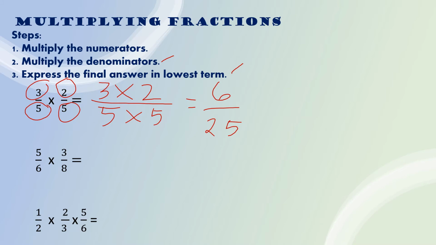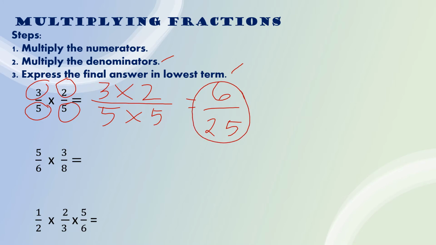Step 3, express the final answer in its lowest term. Is 6 over 25 in lowest term? Yes. Why? Because there's no other common factor except 1. So this is already our final answer.